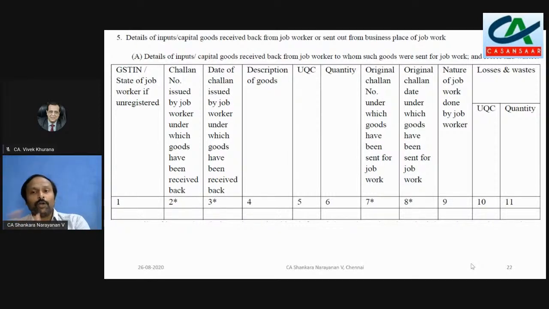And in the last 2 columns, you can see even the process losses and wastages shall have to be reported. Because, as I said earlier, it should have come back to me, or I should have only disposed it off. The job worker should not have disposed it off.